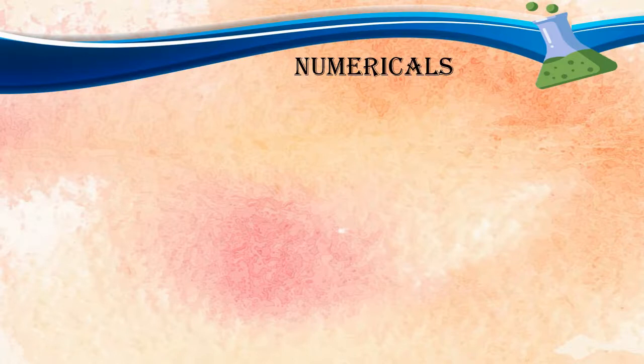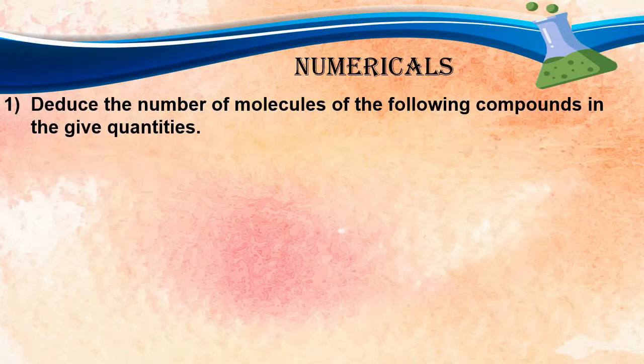Let us solve some simple numericals based on the concept of mole. Here is the first question. Deduce the number of molecules of the following compounds in the given quantities. First is 90 gram of water. So here we have to find out how many water molecules are present in the 90 gram of water.